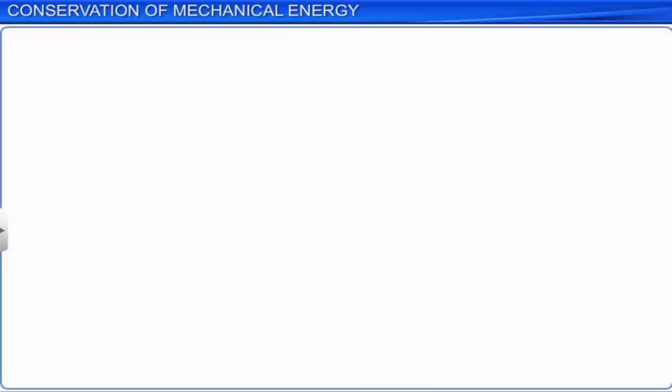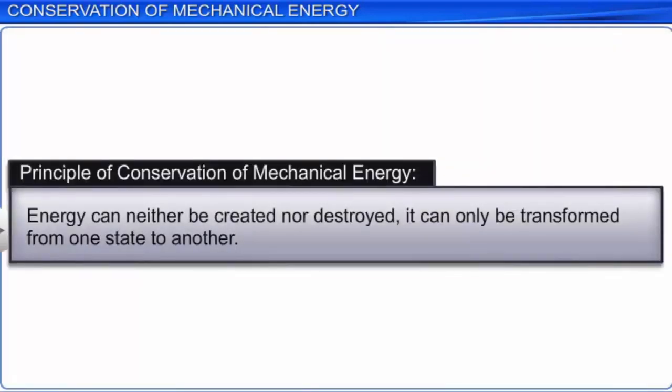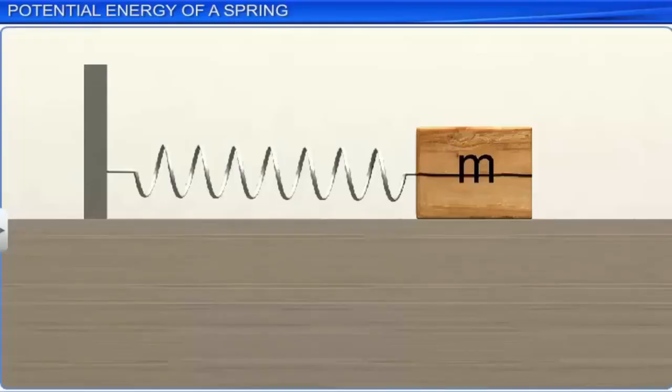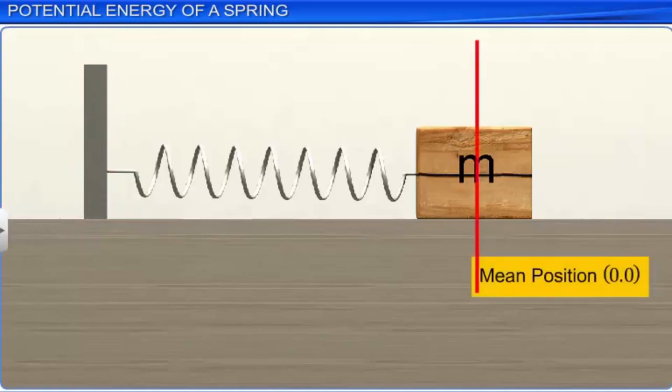Thus, from the earlier examples, we see that according to the principle of conservation of mechanical energy, energy can neither be created nor destroyed. It can only be transformed from one state to another. Consider a block attached to a spring placed on a smooth horizontal surface. The other end of the spring is attached to a rigid wall. The position at which the spring is at rest initially is considered to be the mean position, with no displacement of the spring. Then, the spring is compressed and released.